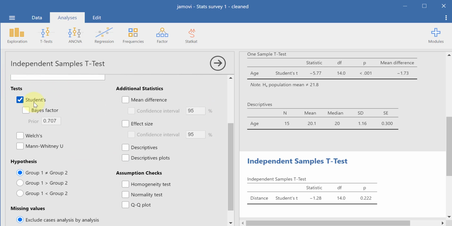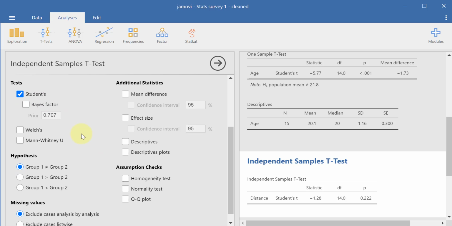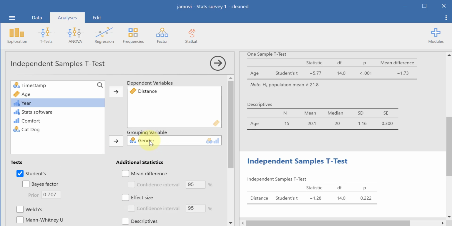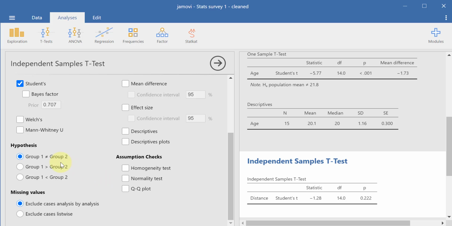So I am going to do a Student's test. That's all we're learning in this class. I did not have a directional hypothesis. So here, group one, I think is defined. Actually, that's a good question. What is my grouping variable?